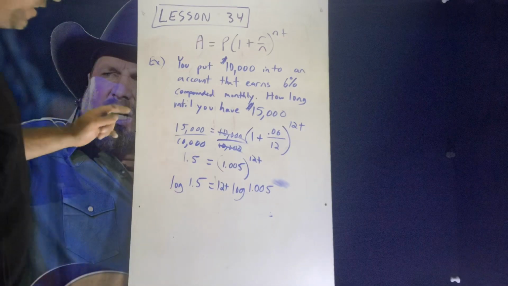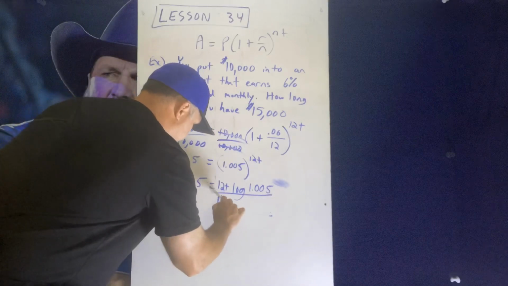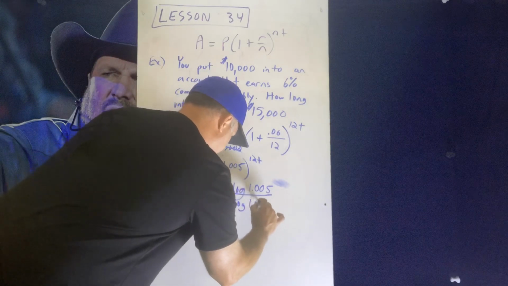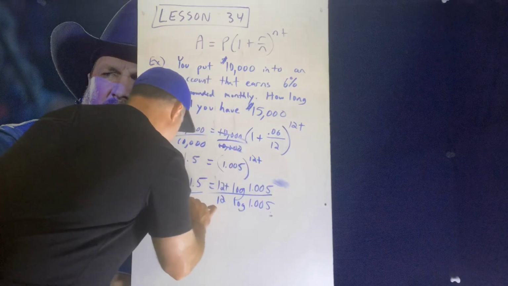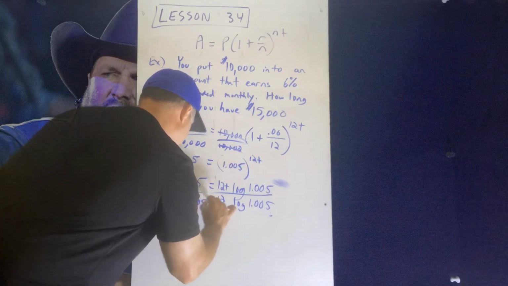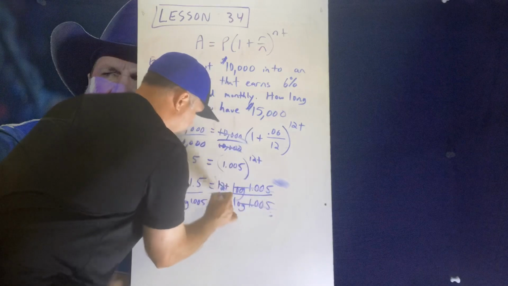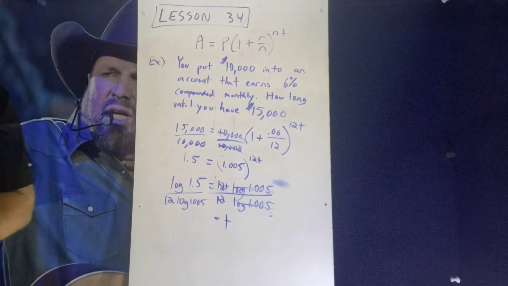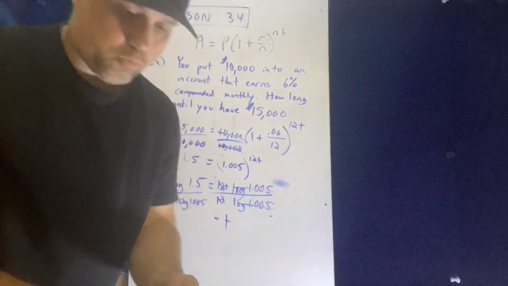So now to get t by itself, I have to divide both sides by 12, but I also have to divide by the log of 1.005. There we go, those will reduce out. The 12s will reduce out, leaving me with t. And once again, I'm going to go to the nearest tenth because that's what I did on the homework.